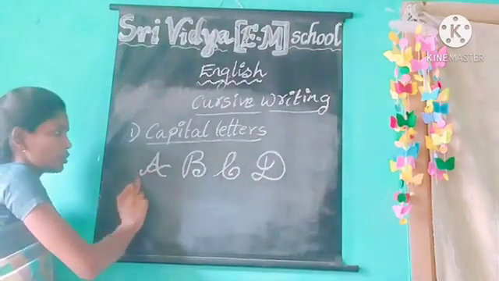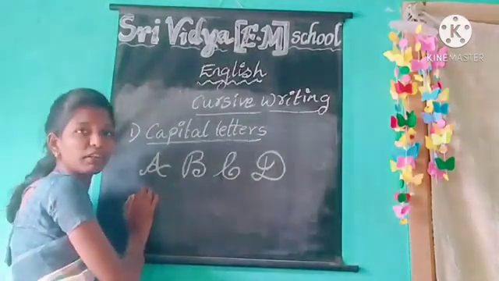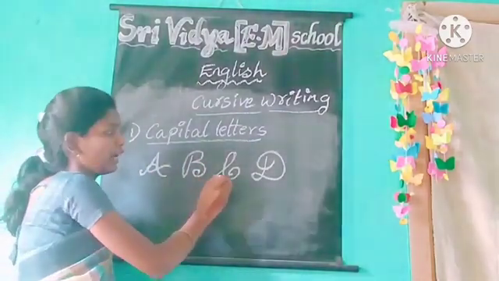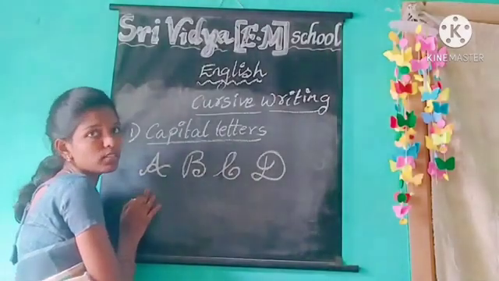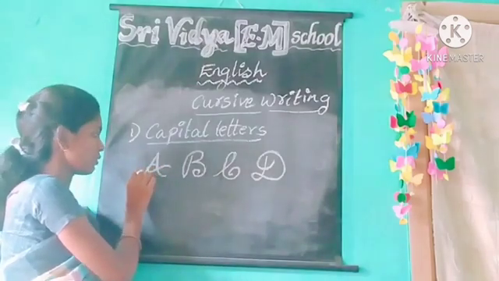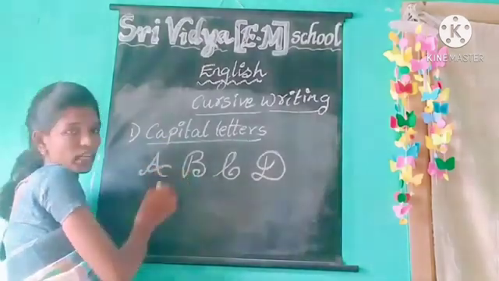See children, A should be somewhat slanting as we write in the normal writing. Normal writing లో ఏ విధంగా అయితే ఉంటున్నాయో cursive లో అదే విధంగా ఉంటాయి, but it should have some difference. ఆ difference ఏంటనేది observe చేస్తే cursive writing is so easy. So A should be some slanting. It should start from this point and should be written like this and should be changed.